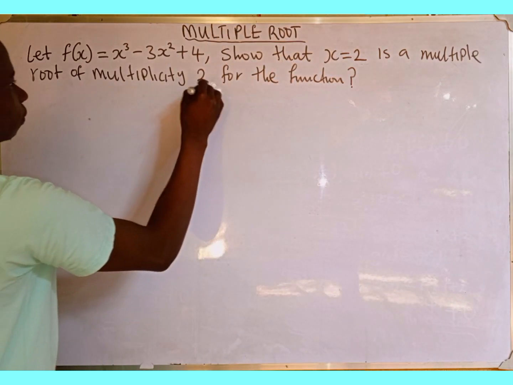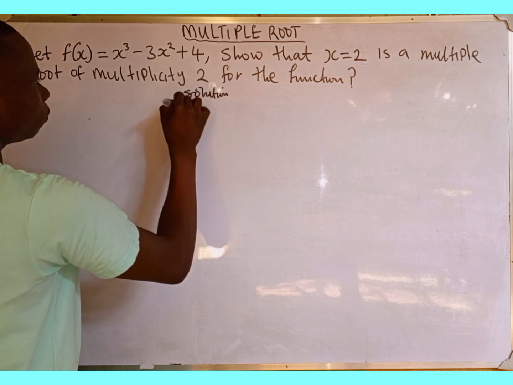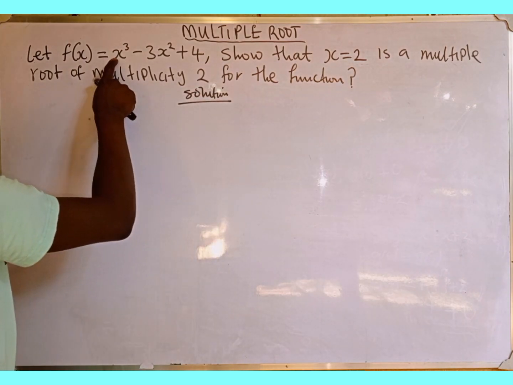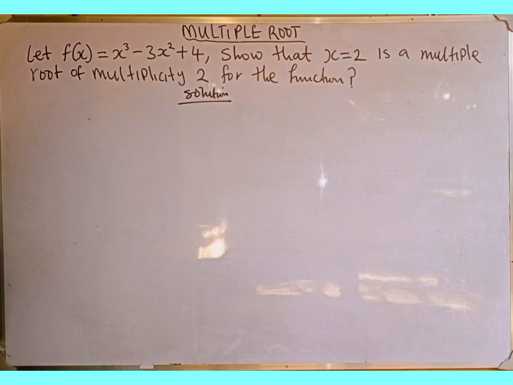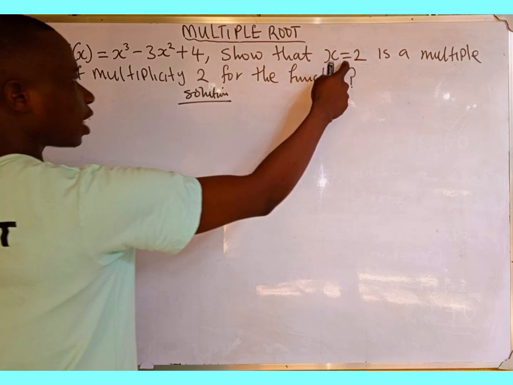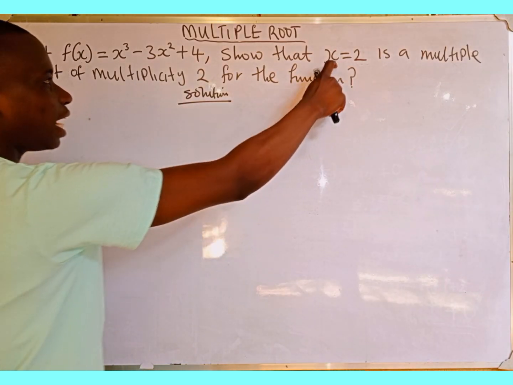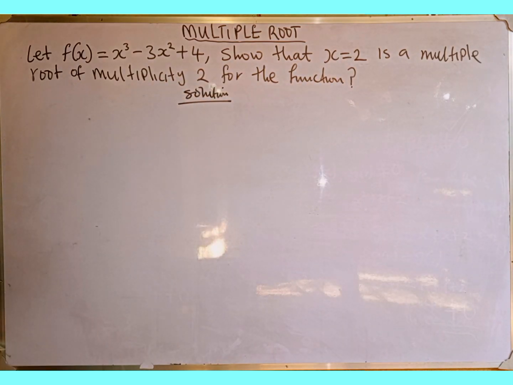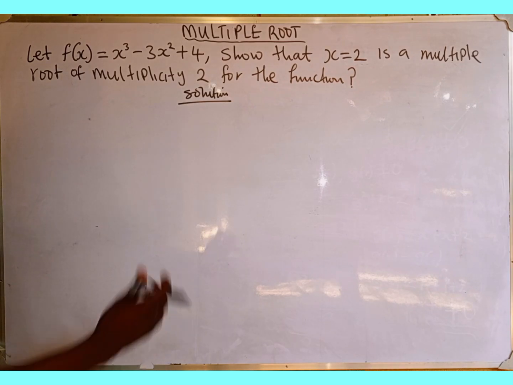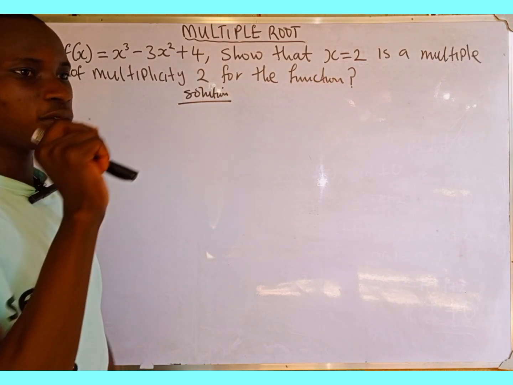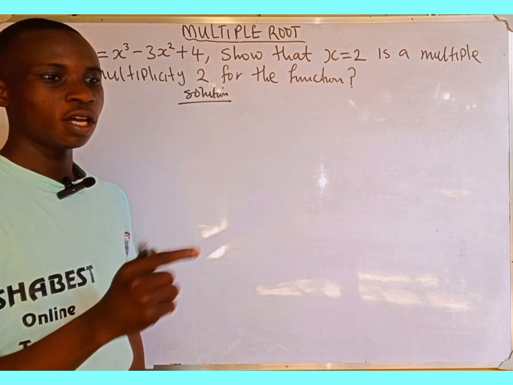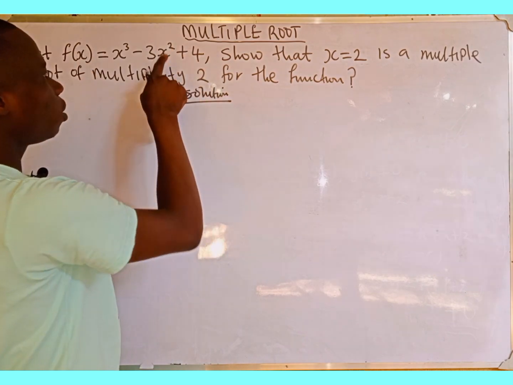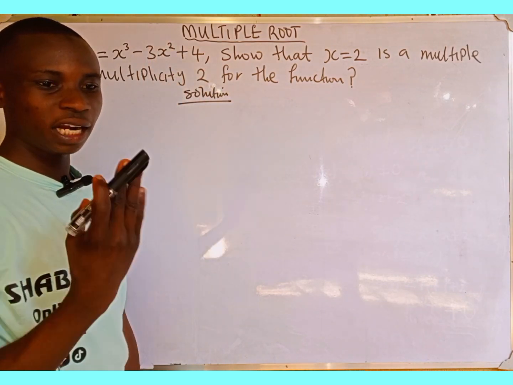Solution. So we have been given the function, which is x cubed minus 3x squared plus 4, and also the value for x. And we are asked to show that x is equal to 2 is a multiple root of multiplicity 2 for the function. For you to show that a given value of x is a multiple root of multiplicity m of that function, we must satisfy three conditions.